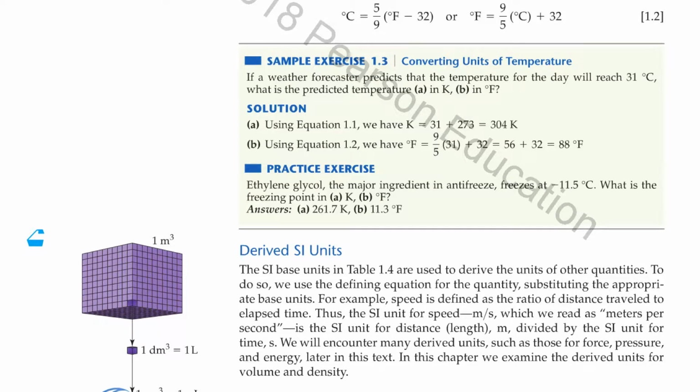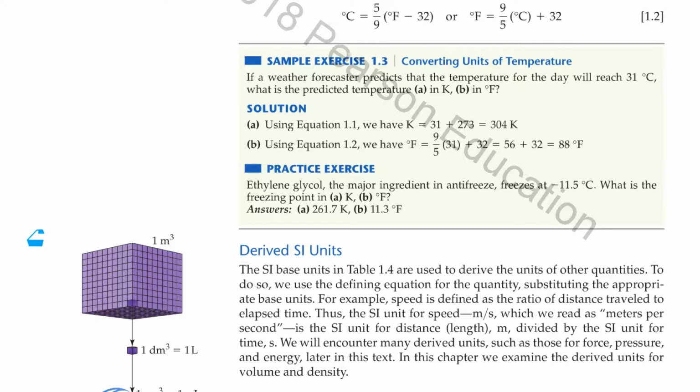Section 1.4, Topic 4, Derived SI Units. The SI base units in Table 1.4 are used to derive the units of other quantities. To do so, we use the defining equation for the quantity, substituting the appropriate base units. For example, speed is defined as the ratio of distance traveled to elapsed time.